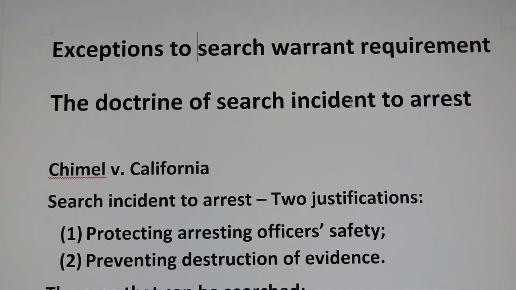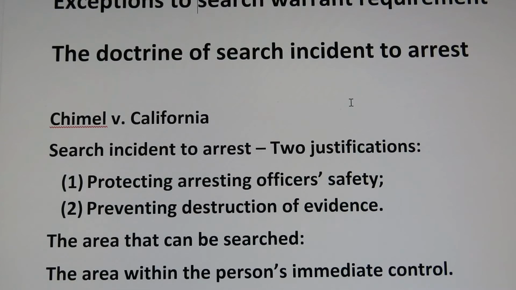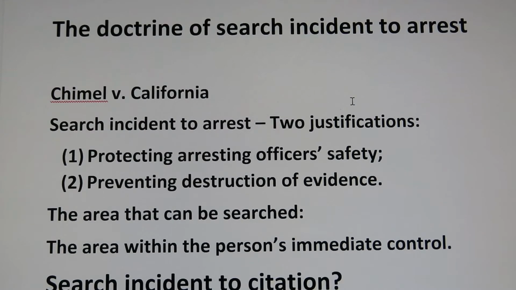The court discussed this doctrine of search incident to arrest in Chimel versus California. In this Chimel case, the defendant was a suspect in the robbery of a rare coin store. So the police went to arrest him with an arrest warrant, but no search warrant. After making the arrest, police asked the defendant whether they could look around in the house. The defendant said, no, you cannot do that. Police ignored the defendant, and then they conducted a full-scale search of the house.